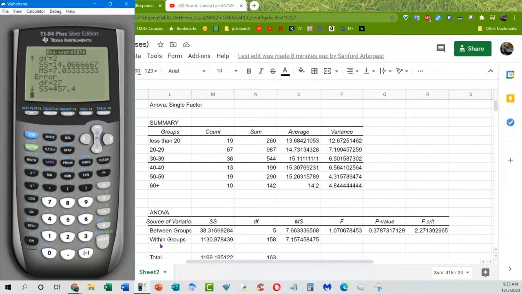And then the within one is the error, and its degrees of freedom was 27, because it was all the data values minus how many groups there were. There were 3 groups. It finds the sum of the squares, the mean of the squares, and then this SP, I don't even know what it is. Probably this right here, this F critical.